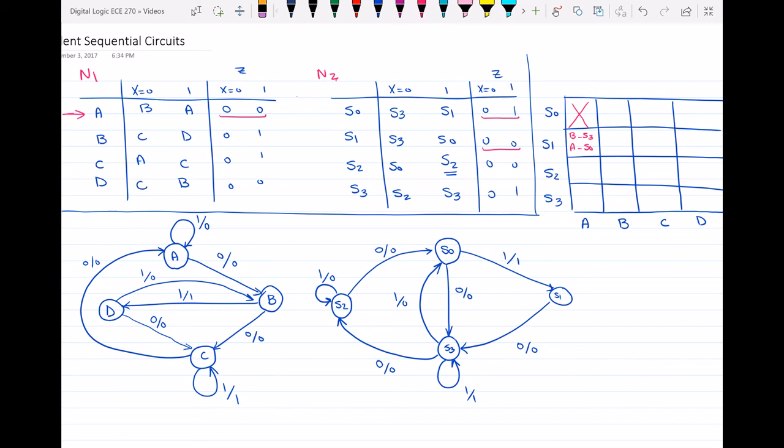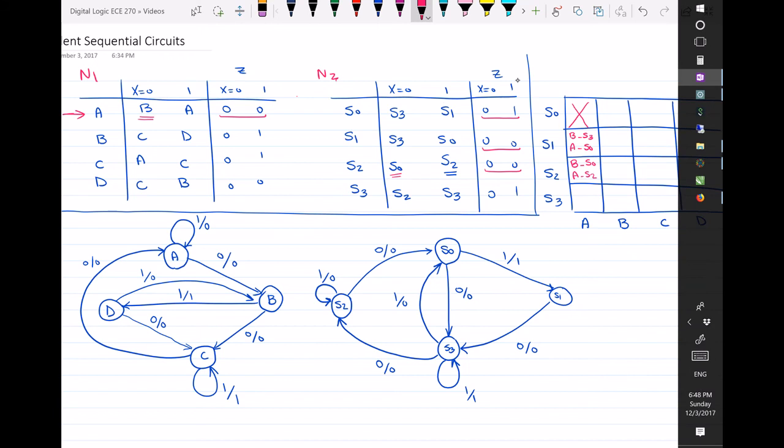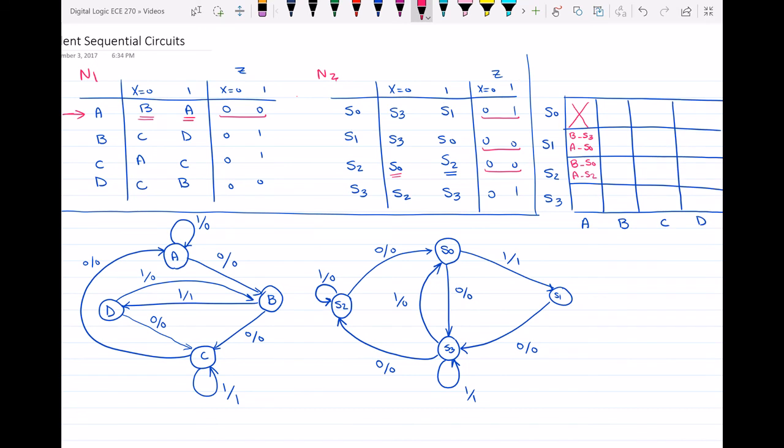Now, A with S2. Still the output is 0, 0, so I can compare them. If B is equal to S0 and A is equal to S2, then they are the same. I will explain this once more. If I look at state A, when x is equal to 0, my next state will be B. And in S2, if x is 0, my next state will be S0. So if B and S0 are the same, it means these two states are the same, and also this condition, which is for x equal to 1: A and S2. Now A with S3, we cannot compare them because the outputs are different. So I'll put a cross here.